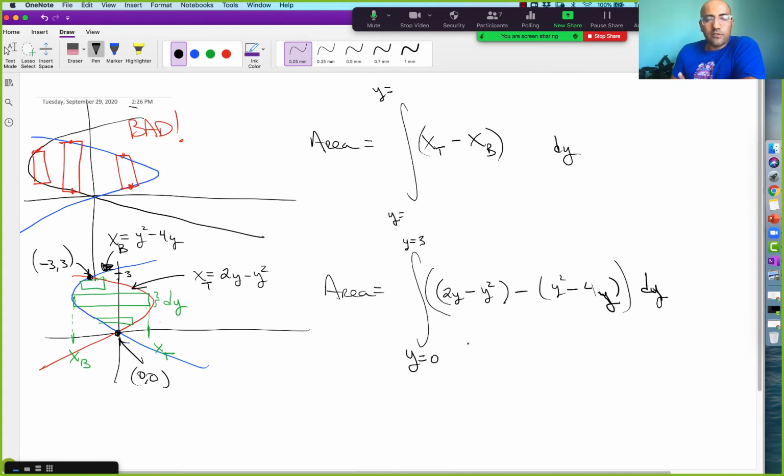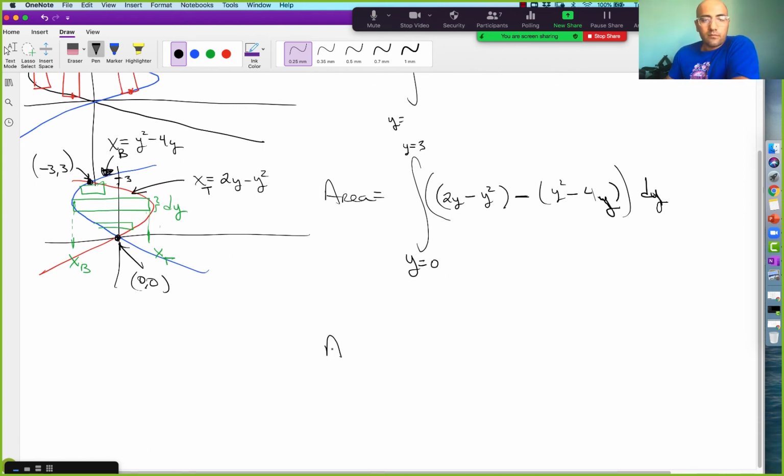Once we've set it up, now we just have to use our properties and rules to simplify life and work our way through this. The first thing I would do is distribute these and combine these so that we have something easier to work with. So the area is equal to the integral, as y goes from 0 to 3, of 2y plus 4y. I distribute that, and then I'll get a minus y squared minus another y squared dy.